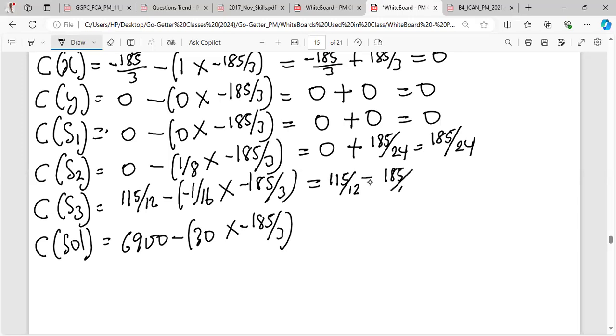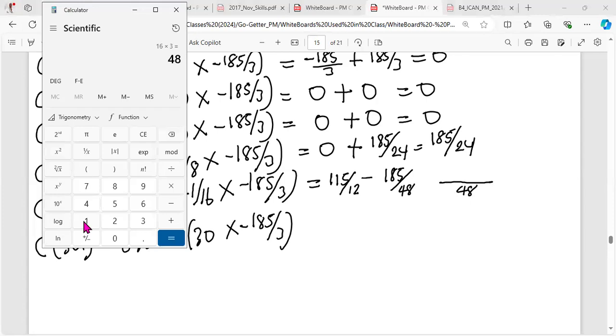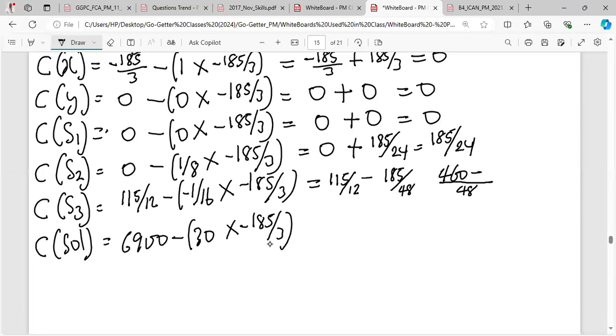16 times 3 is going to give me 48. So 48 is going to be the denominator. 12 into 48 is 4. 115 times 4 gives me 460. 460 minus, 48 into 48 is 1, 1 into 185 is 185. So that gives me 460 minus 185.